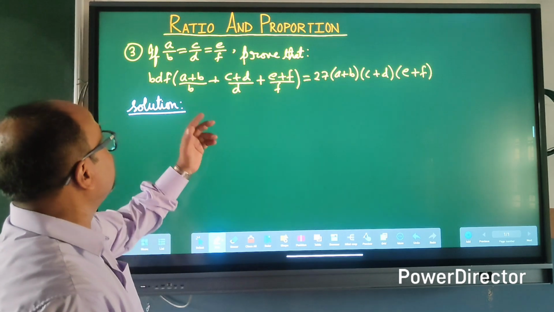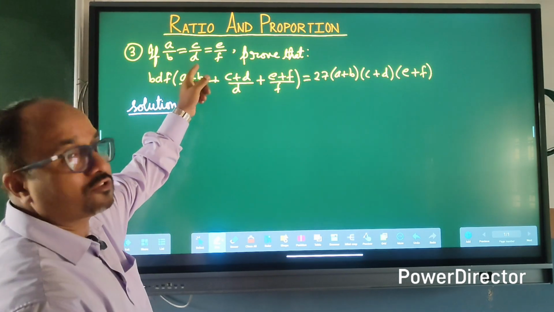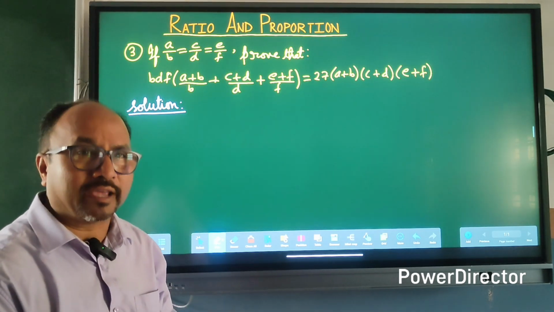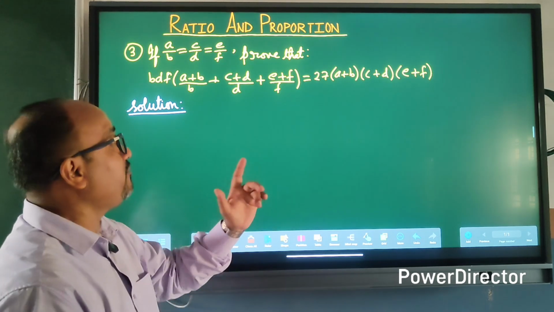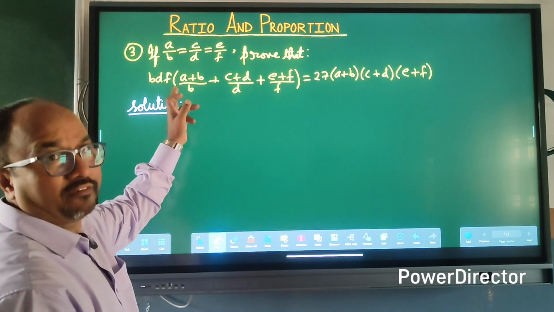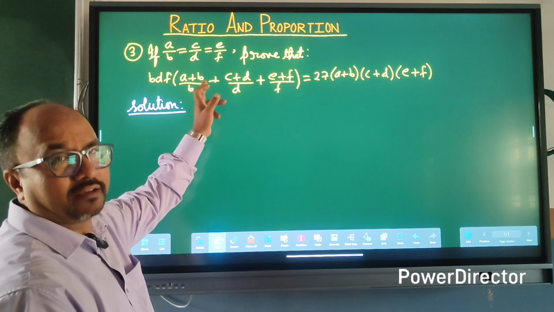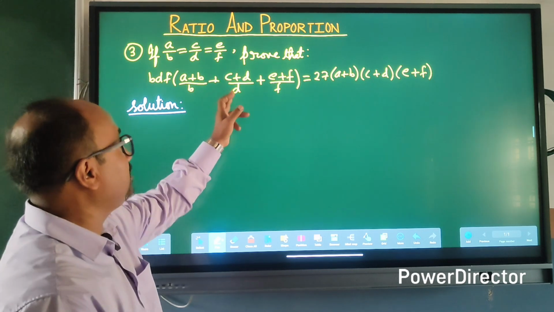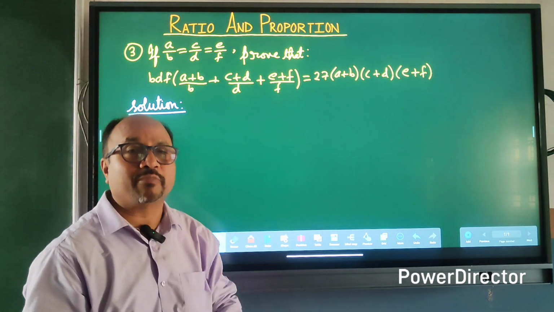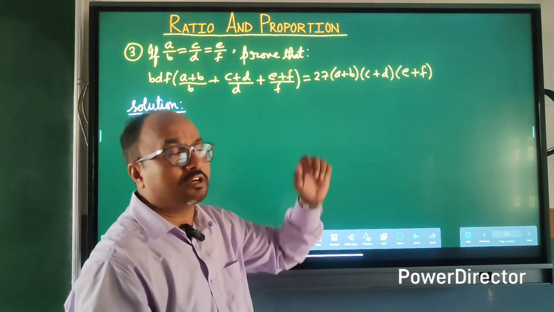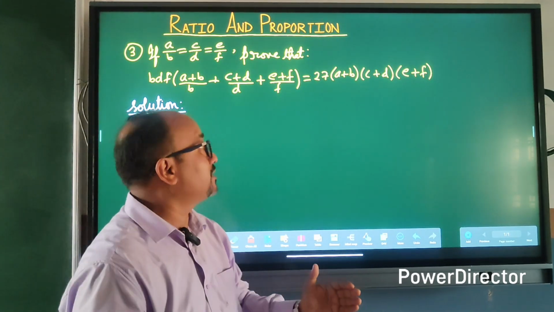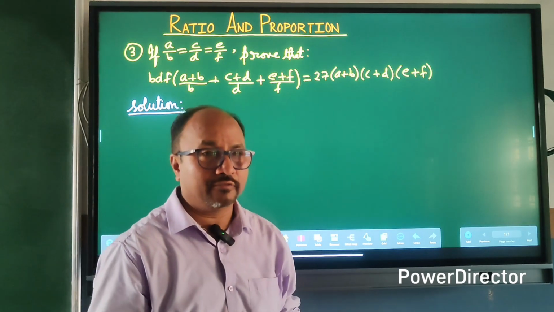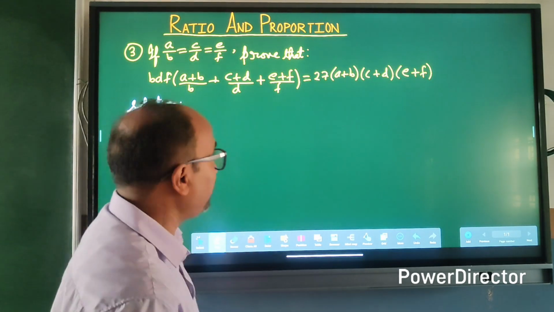The question says if A by B equals C by D equals E by F, all these three ratios are equal, then we have to prove that BDF multiplied with (A plus B) by B, (C plus D) by D and (E plus F) by F should come equal to 27 times (A plus B), (C plus D) and (E plus F). So let us see the solution of it.